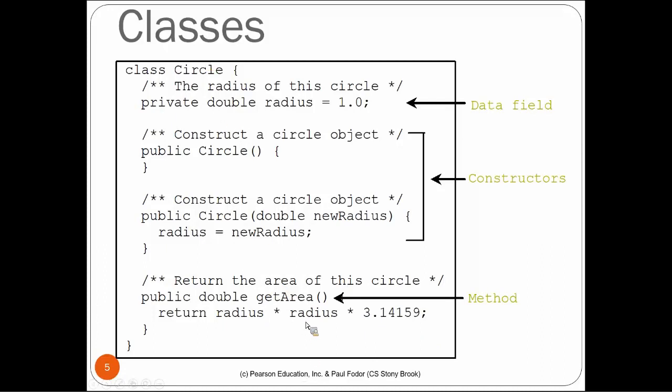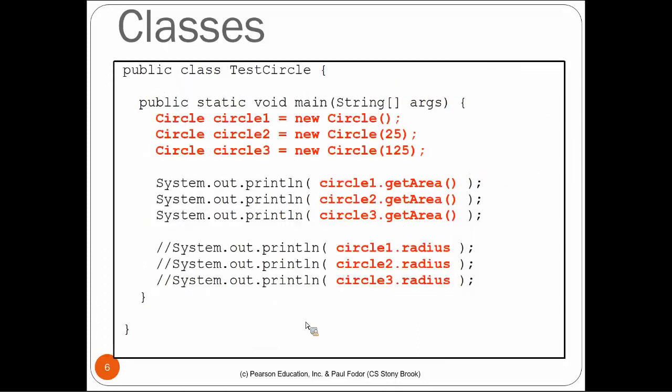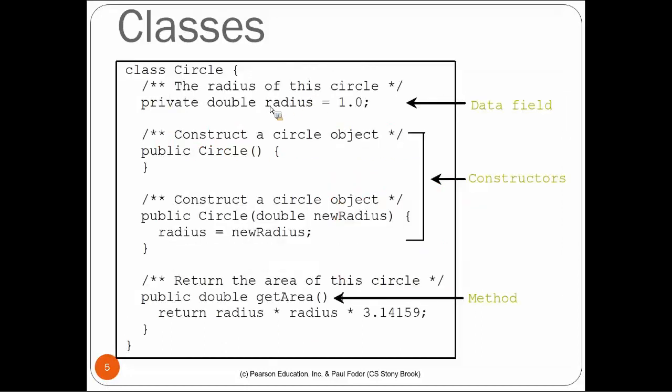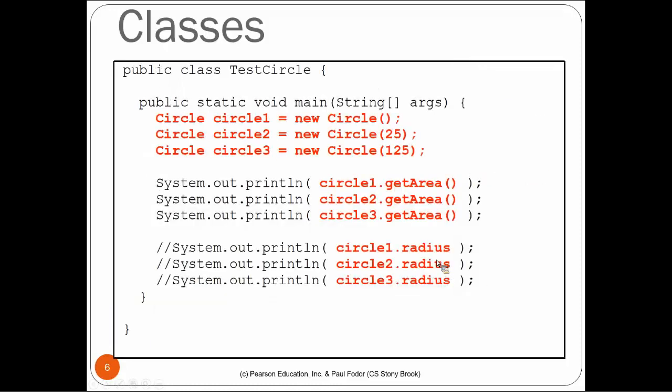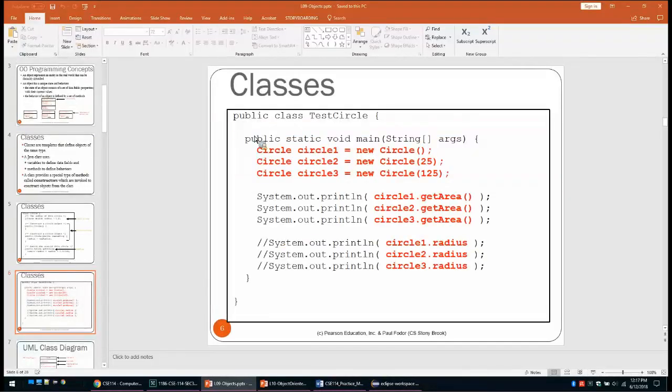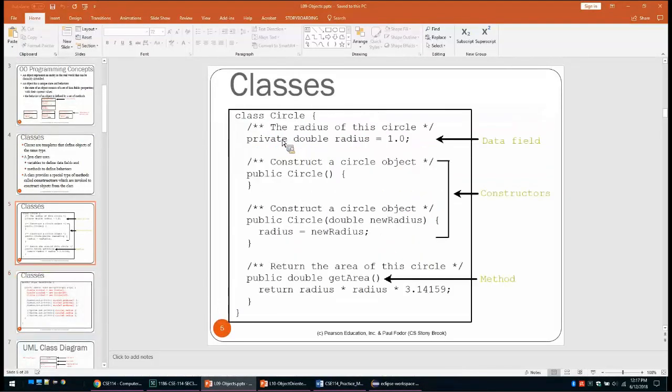So now this pattern, the pattern that we see here, this class is in fact a template to create objects of the type circle, which each object has a separate radius. Okay, so we can create circle 1 as a new circle, circle 2 as a new circle with radius 25, circle 3 as a new circle with radius 125, and since the radius could be public, we could actually see that radius in a separate program. In this case, the radius is actually private, so this program will not work directly as is defined.